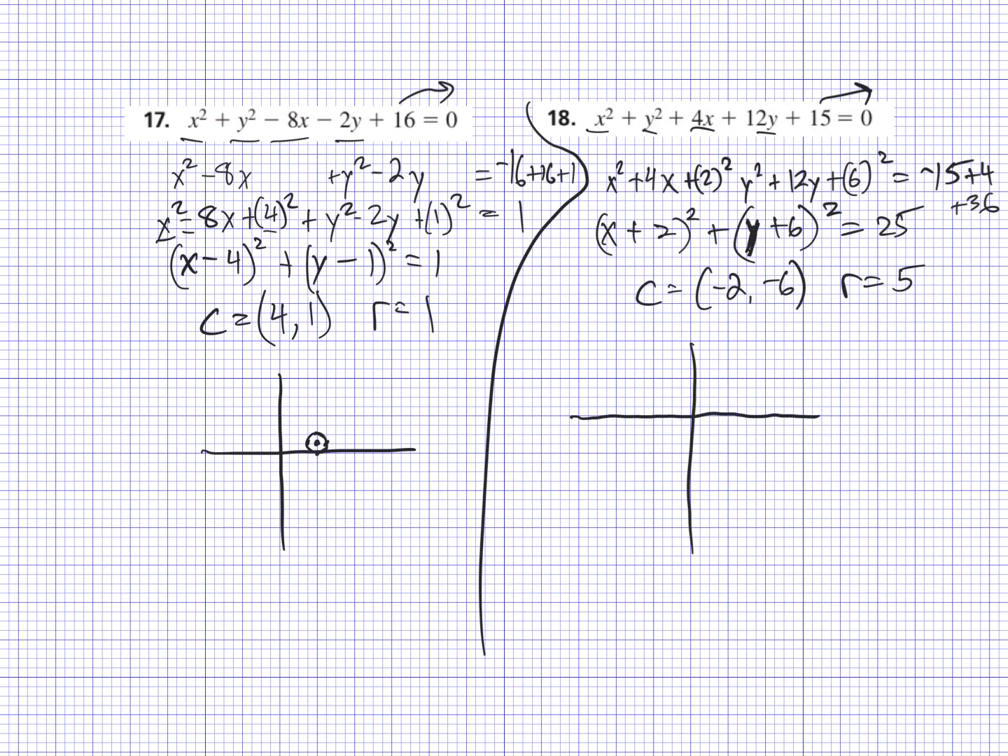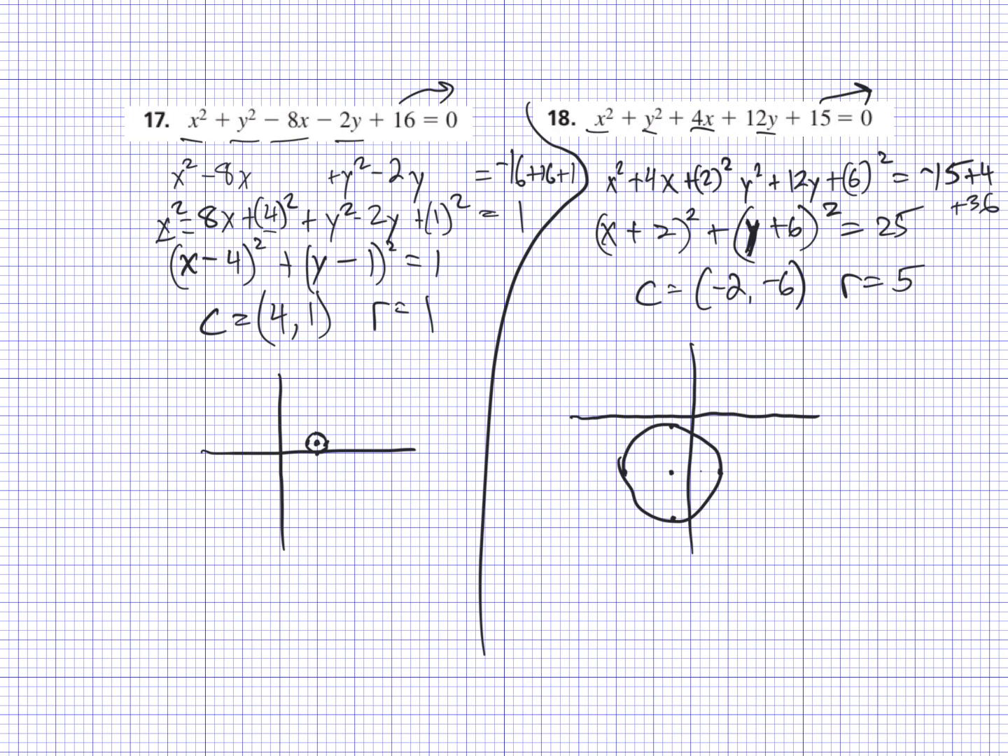Okay, so negative 2, negative 6. Radius is 5. 1, 2, 3, 4, 5. And then just connect those.